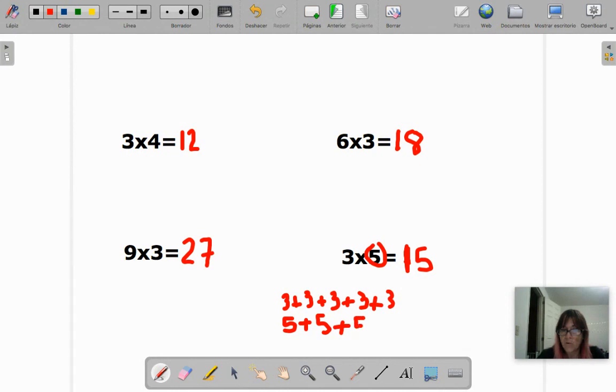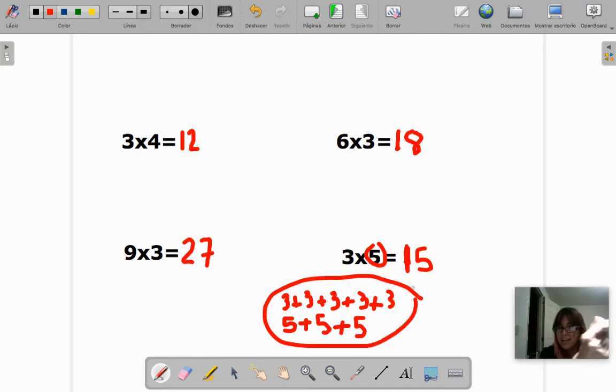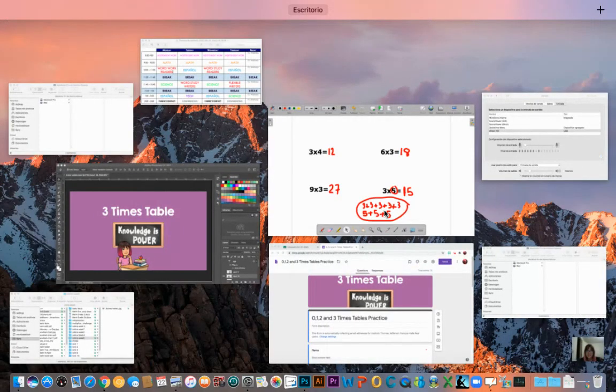But again, why do we memorize the times tables? So you don't have to do this. You can answer in a snap when you memorize them. And this is faster. 3, 6, 9, 12, 15. And we didn't have to add. Okay? So, little boys and girls, it's time to go and do your Google Slides.